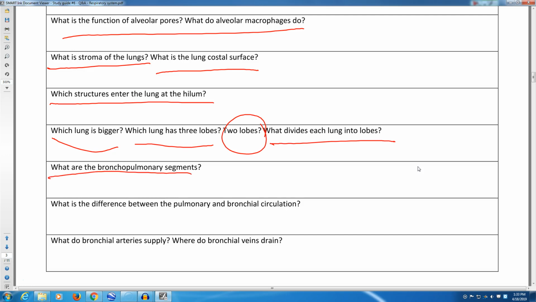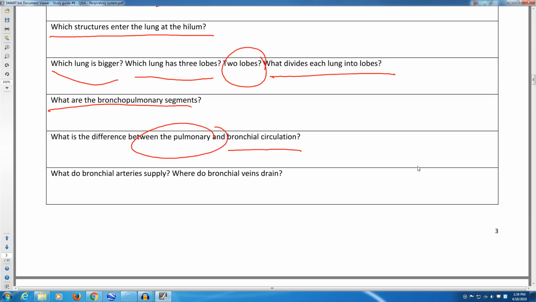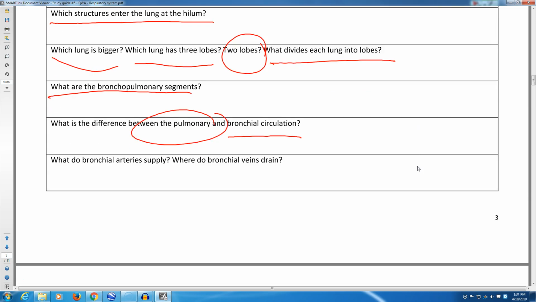Bronchopulmonary segments are the smallest parts of the lung, supplied by segmental bronchi, and can be surgically removed. Pulmonary circulation is the part of the pulmonary circuit, and it collects the oxygen in the lungs and delivers oxygen-rich blood back to the heart. Bronchial circulation supplies the blood to the lung tissue directly. It's minimal. Bronchial arteries supply lung tissue. Bronchial veins drain into the pulmonary veins.